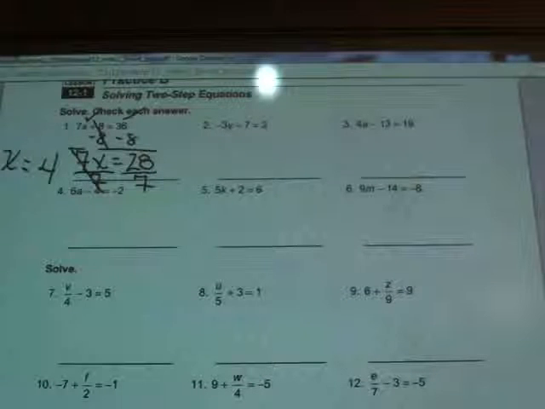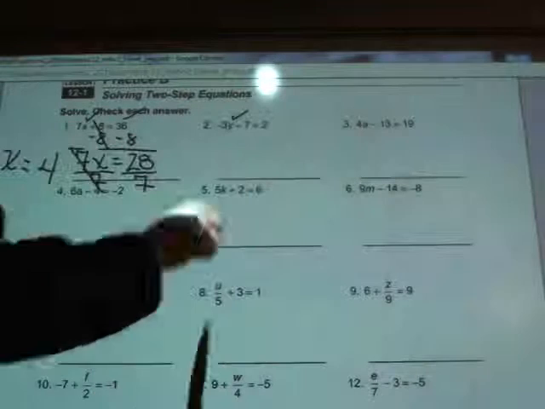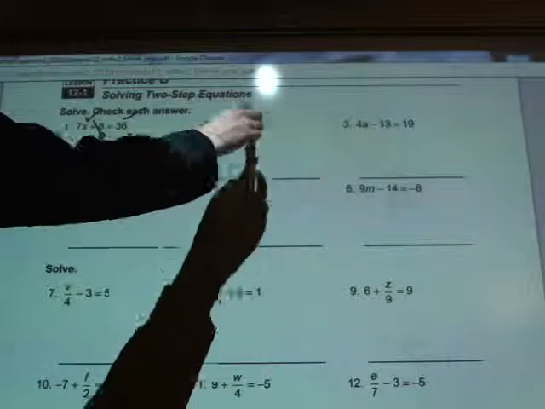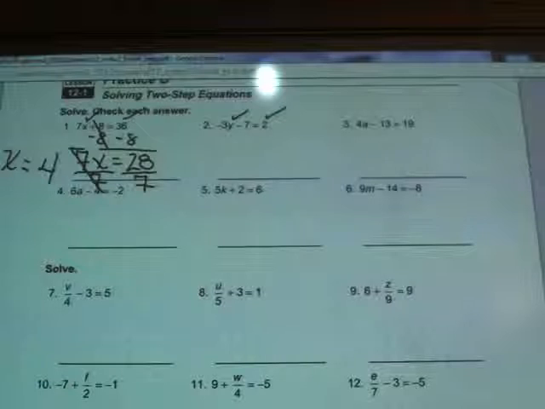So if we go through our rules, we're going to keep the variable on the left, which means the variable y on the left is a good thing, and numbers on the right, so the number 2 on the right is a good thing. The bad things here are negative 3 and 7. Those are both going to have to move.